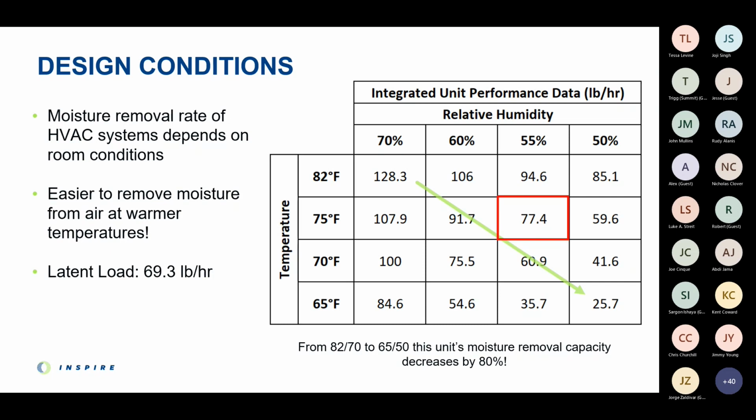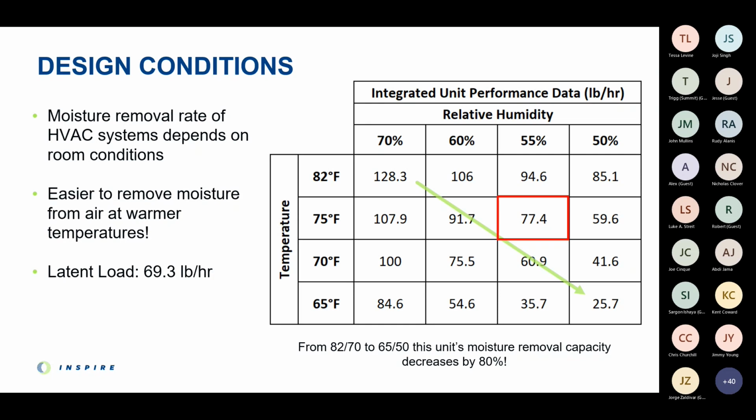This table shows an example unit's moisture removal capacities in pounds per hour at various conditions. This is the performance data for this unit. And from 82-70 on the upper left down to the bottom right to 65-50 following that green line, this unit's moisture removal capacity decreases by 80%. There are significant derates depending on the design conditions and the room conditions this equipment's operating in.